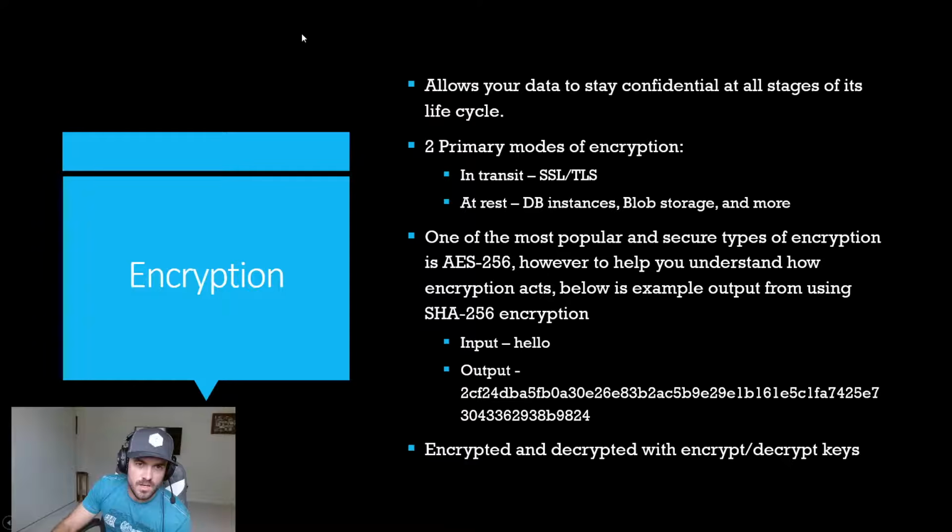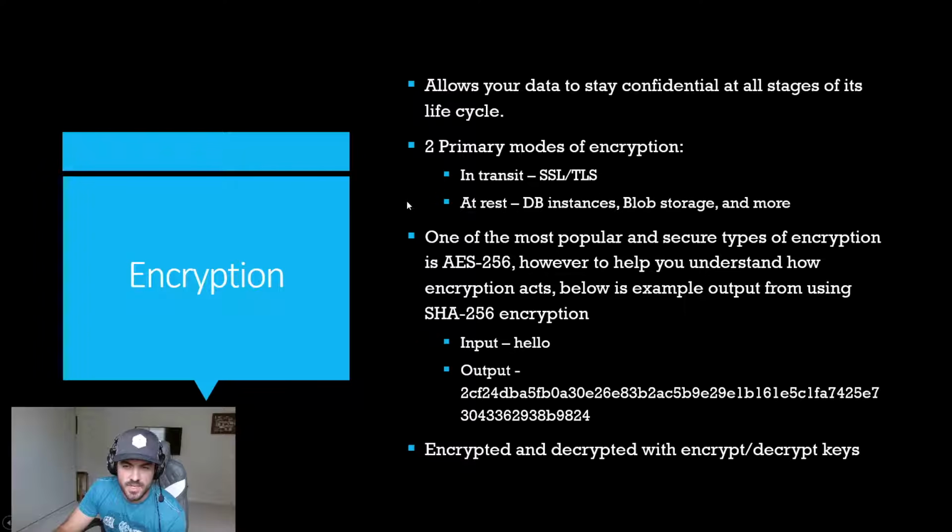So, encryption allows your data to stay confidential at all stages of its life cycle. There's two primary modes of encryption. You've got in transit, which is SSL and TLS. You'll commonly see this as HTTPS websites instead of HTTP. And then at rest, so like your database instances, your blob storage, your backups, you can encrypt pretty much everything you need to encrypt at rest, okay?